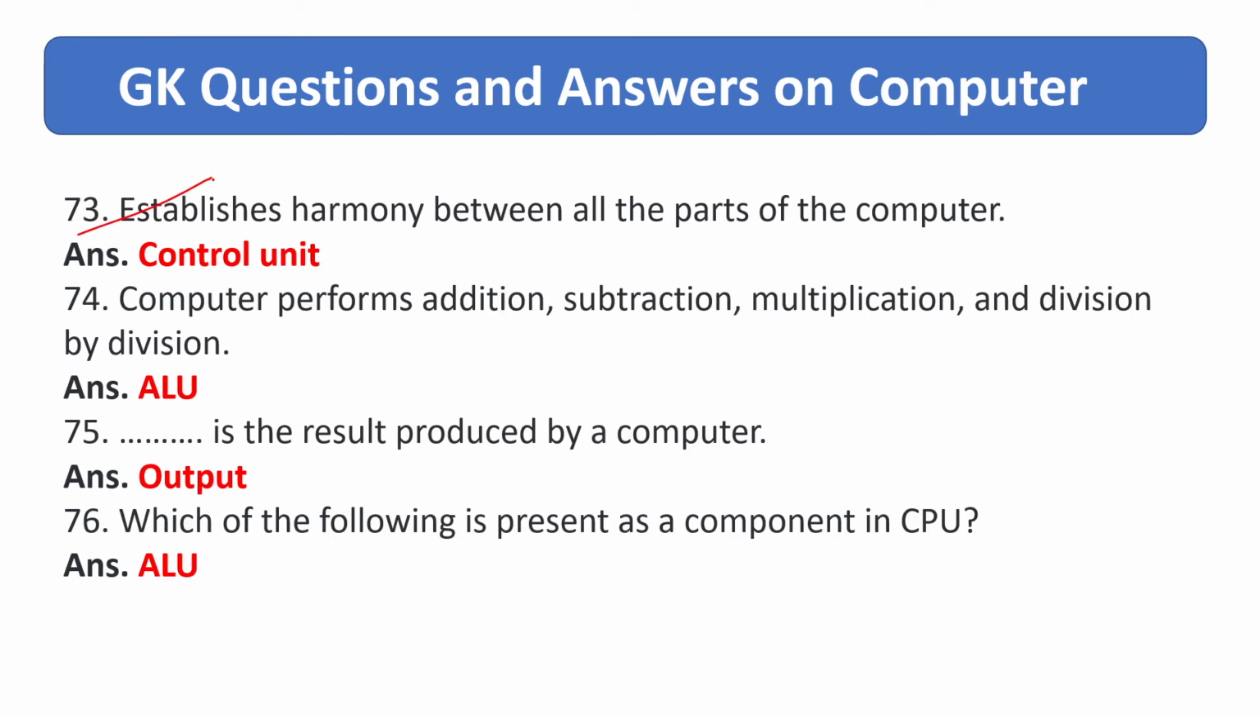Establishes harmony between all parts of the computer. Answer is control unit. Computer performs addition, subtraction, multiplication and division by? Answer is ALU. The result produced by the computer is? Answer is output. Which of the following is present as a component in CPU? Answer is ALU.